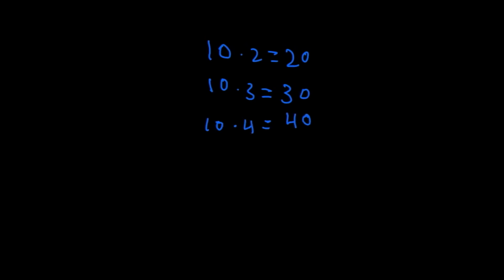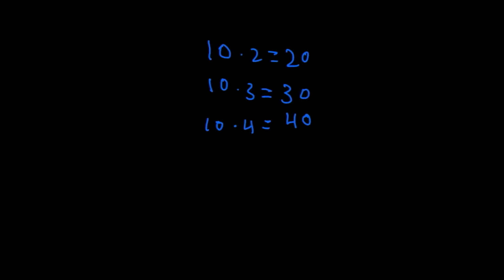So a multiple is a certain number multiplied by a whole number. Let's say my certain number is 10, and my multiple is 2, I'm going to do 10 times 2 equals 20. And if I want to find the multiple of 3, I'm going to do 10 times 3 equals 30. And the multiple of 4, using the same pattern, is 10 times 4 equals 40. So that's what a multiple is.